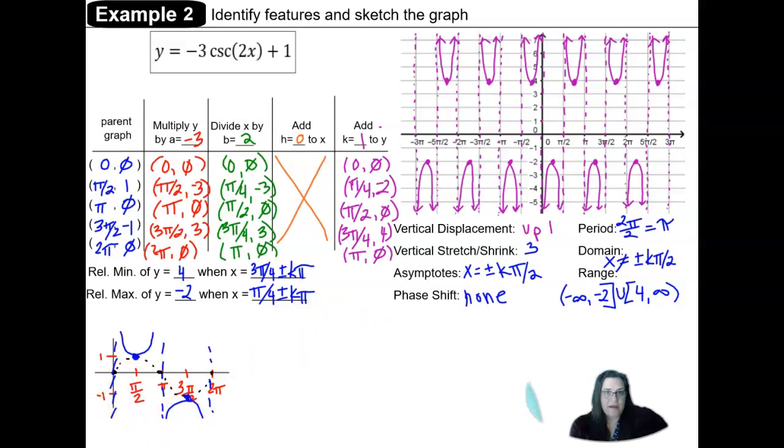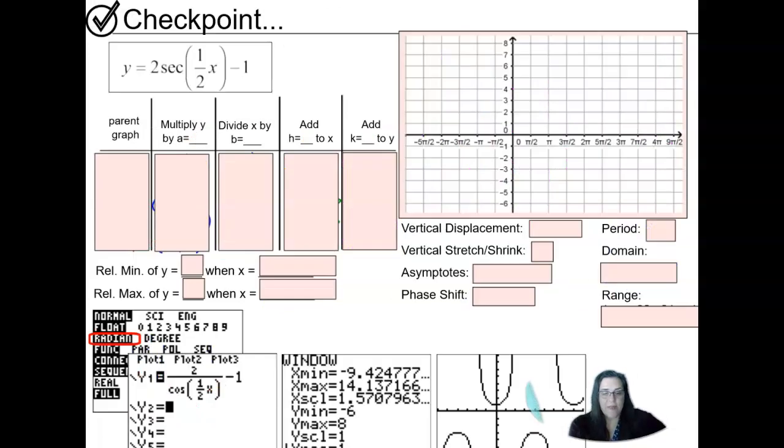Okay, so go ahead and try this example on your own in your notes, and then resume the video when you're ready to go over the answers together.